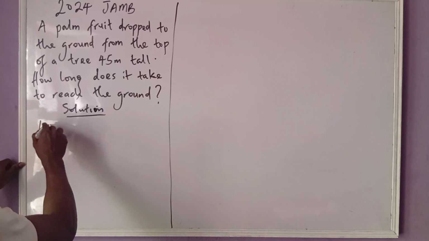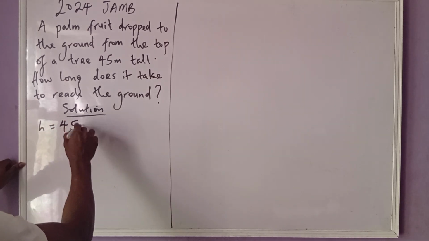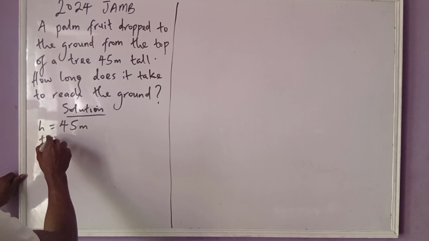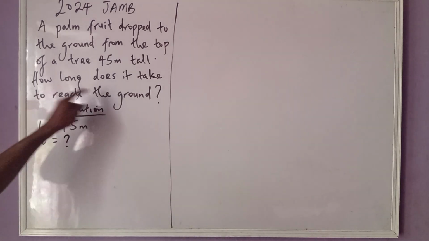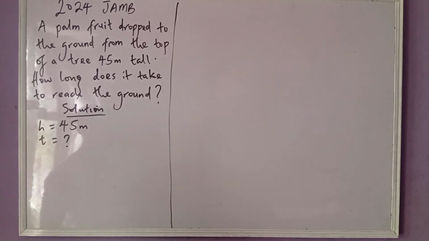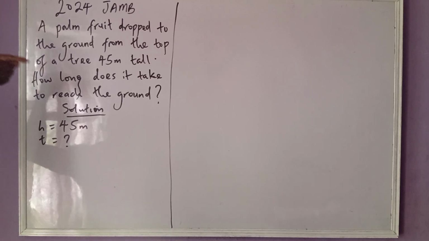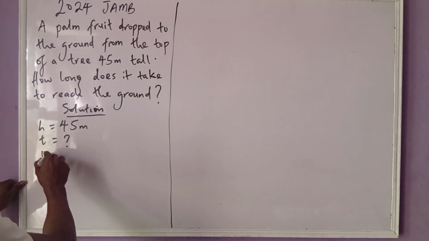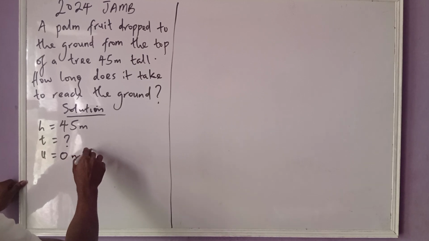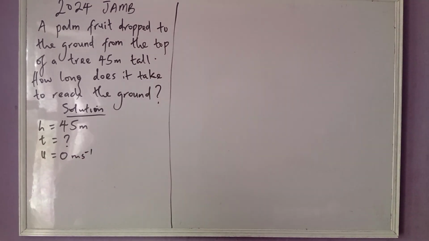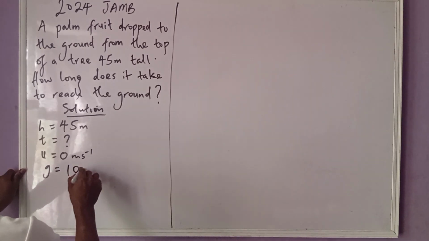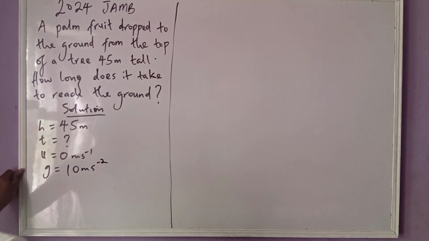Solution. We are looking for time. How long does it take to reach the ground? One thing we have to know is, since the palm fruit is dropping, the initial velocity will be 0 meter per second, and at the same time we need to note that our acceleration due to gravity is 10 meter per second square, because this is a motion under gravity.